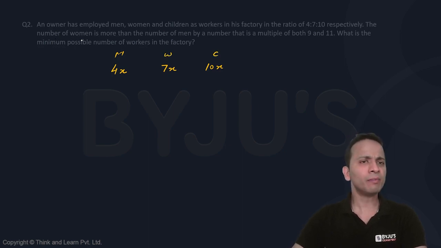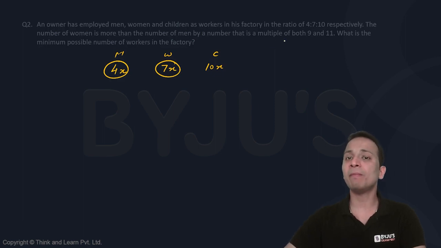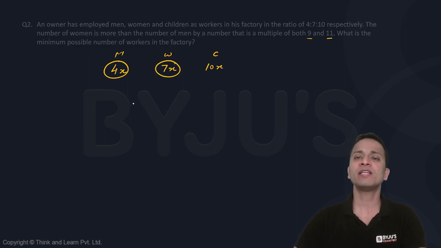Okay. Now the number of women is more than the number of men as I can see. Okay, 7x is definitely more than 4x. And this number is a multiple of both 9 and 11. Now, a number which is a multiple of 9 and 11, that means it has to be a multiple of the LCM of 9 and 11, which is 99.